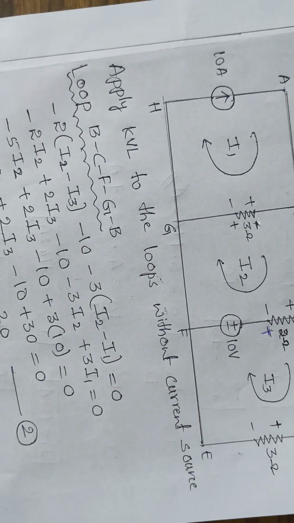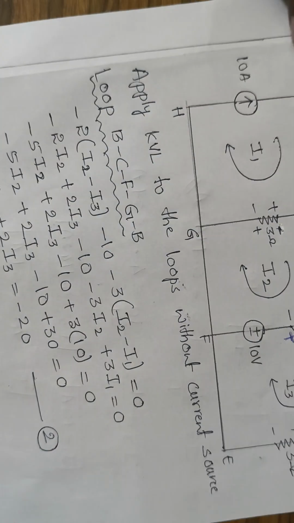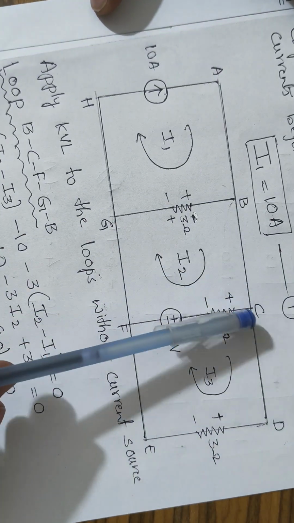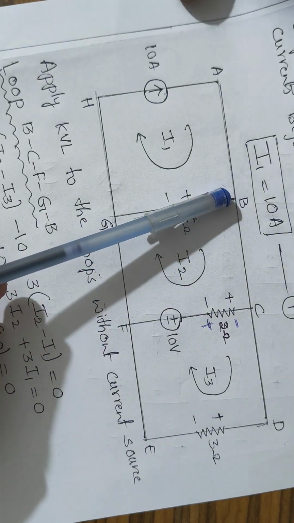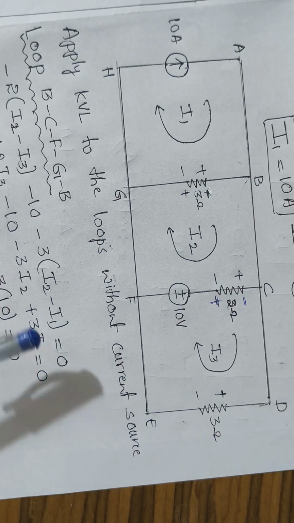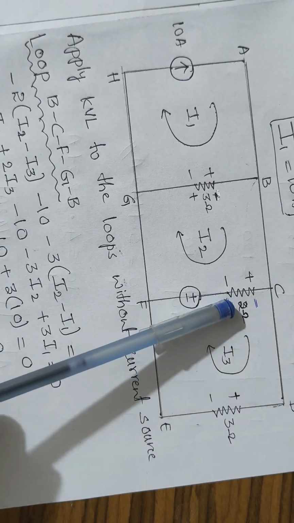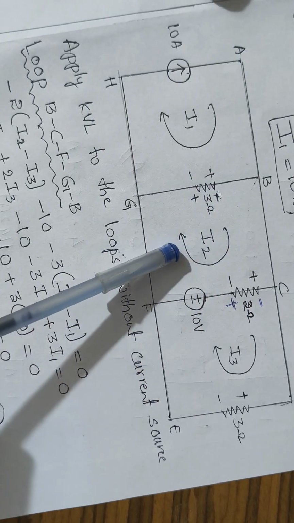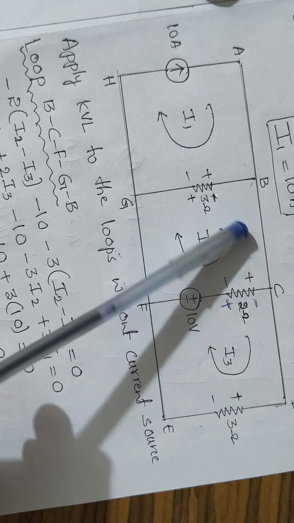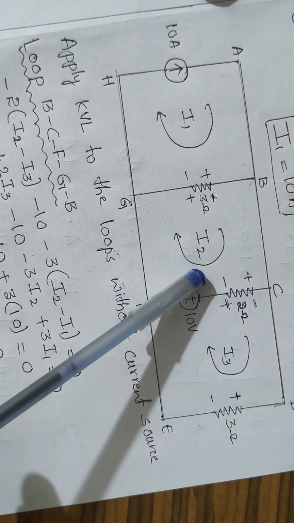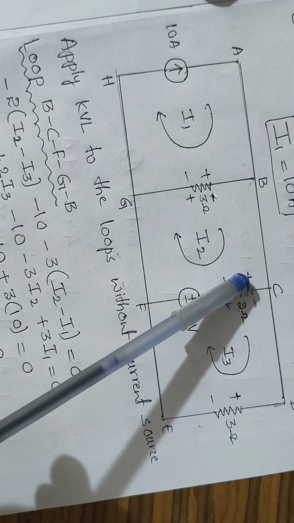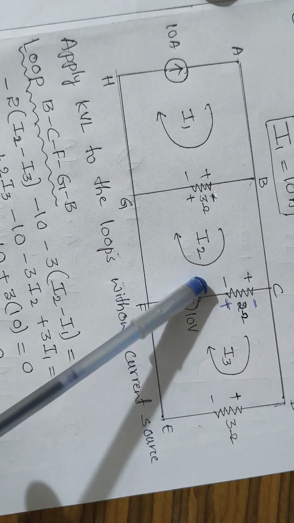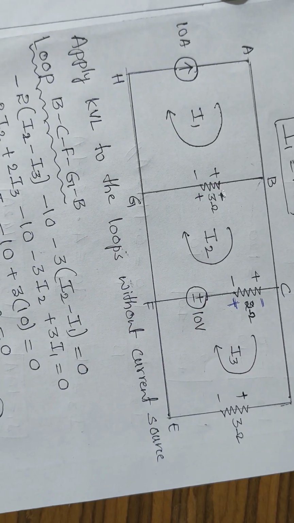So here you can see, for loop B, C, F, G, B, I have written it as minus 2, because plus 2 minus, we are currently in this second loop. So we'll consider these polarities inside the loop. Now plus 2 minus, there is a potential drop, therefore we have to take the sign as minus, because we are going from plus to minus. So it is minus 2.